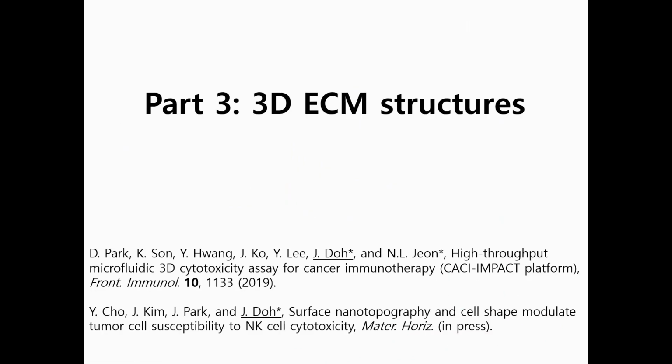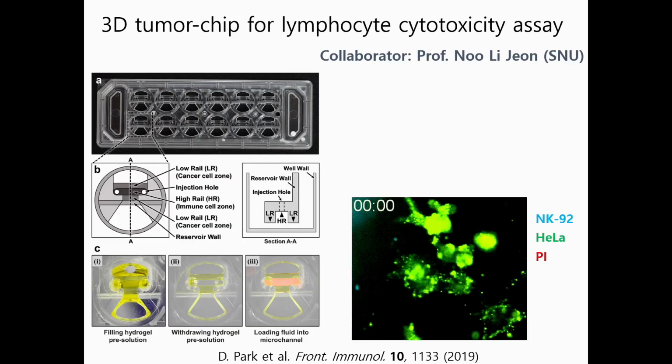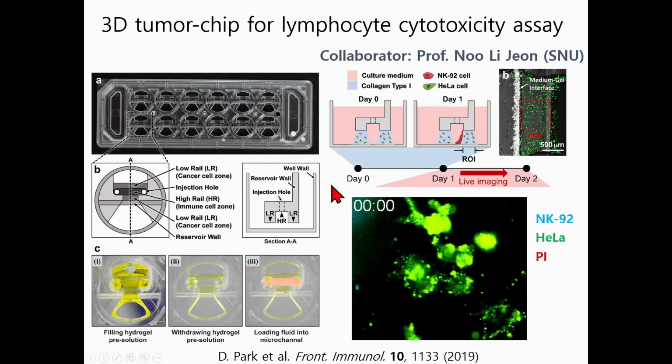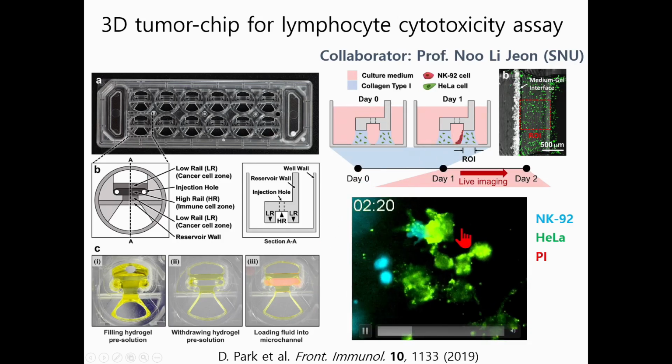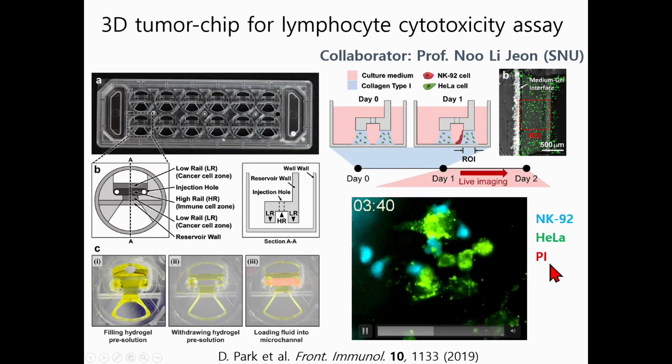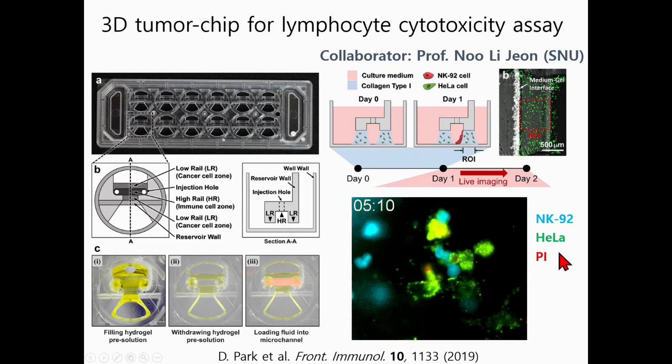And for the last part, I will briefly talk about the actual 3D work. We collaborated with Dr. Nurijan, who is an expert in microfluidics, making 3D tissue chips. With very simple pipetting, we can make these collagen gel blocks embedded with cells. We implanted the HeLa cells and added NK cells and looked at how they kill. They migrate, engage and kill the tumor cells, so we can directly visualize it.